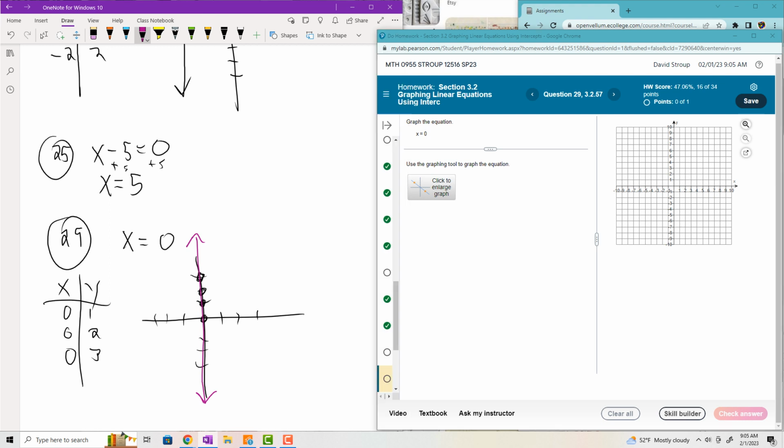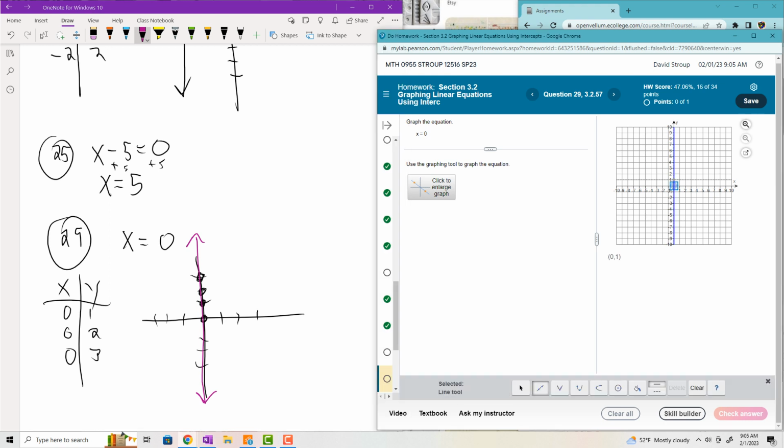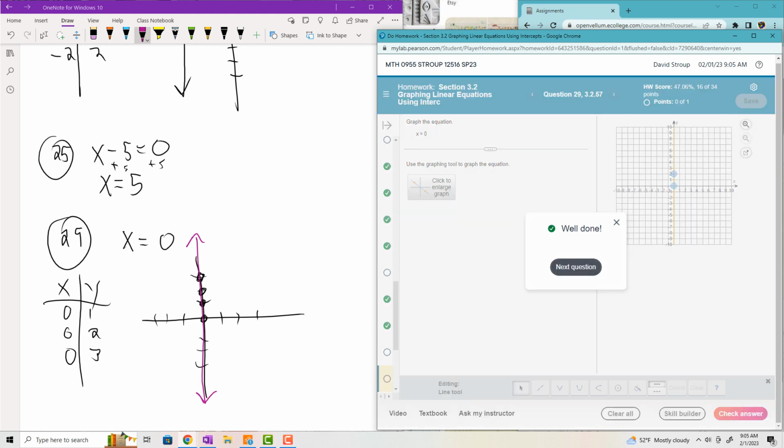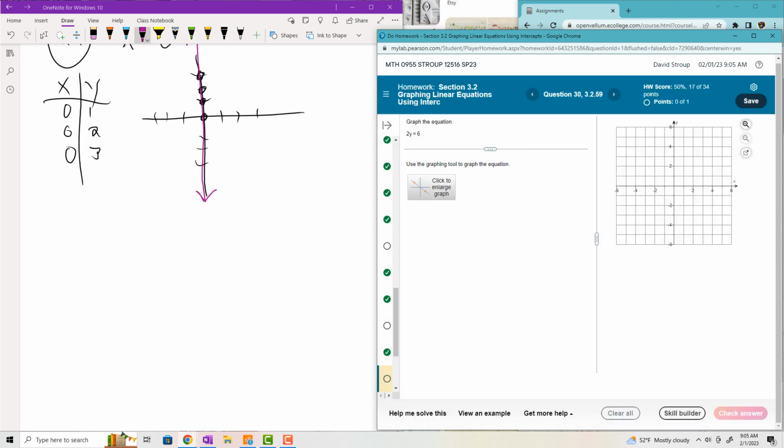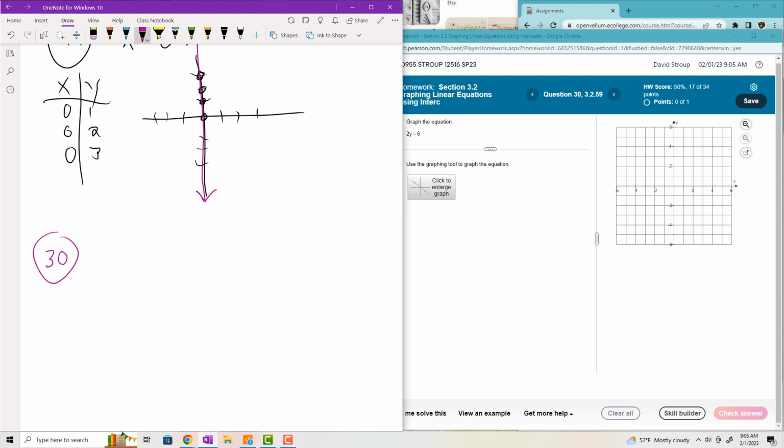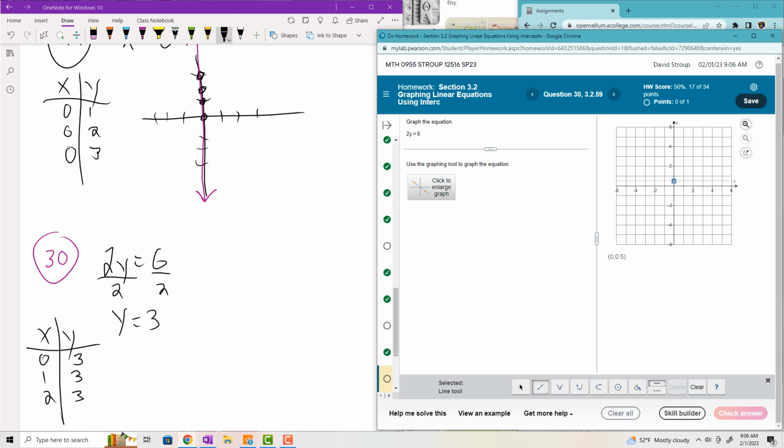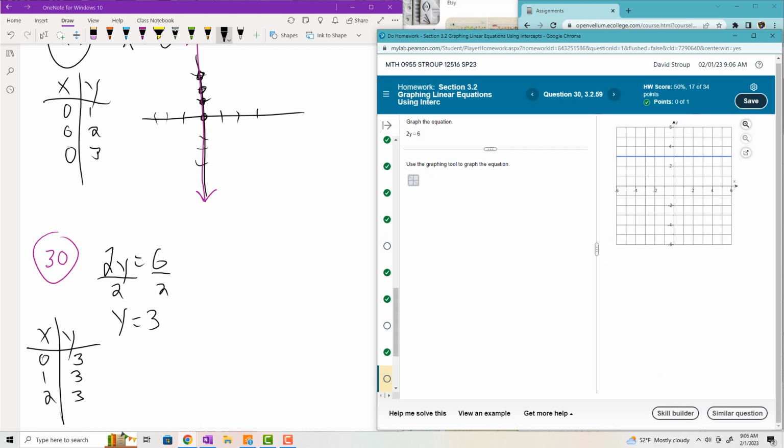Okay. So (0, 0), (0, 2), and check your answer, yay. Number 30 is another one of these ones where you have to solve for the variable. So you have 2y equals 6. You need to get y all by itself. So you get y is 3, and then your table, you're thinking, let x be whatever the heck you want, but y always has to be 3. So on the graph, (0, 3) and then (1, 3). Your answer, yay.